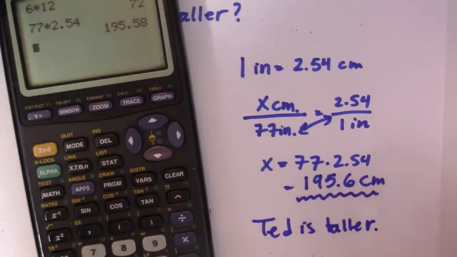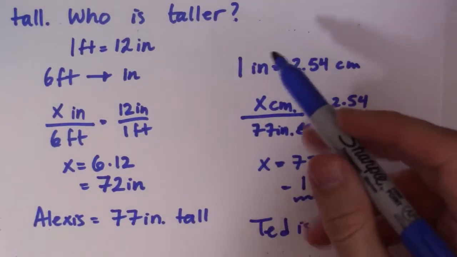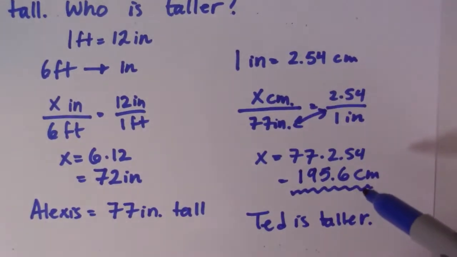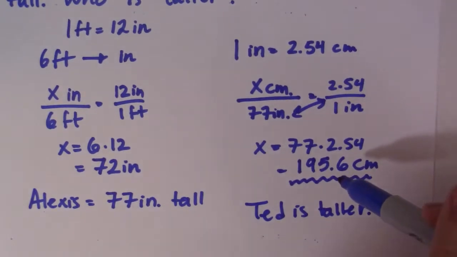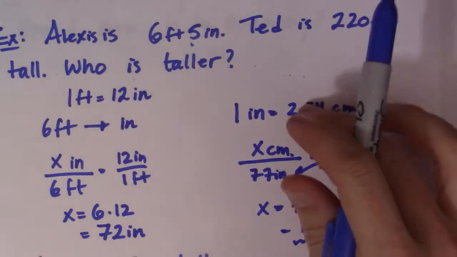So Ted's 220, so he is very tall. And Alexis, who's only a short 6'5", is not as tall. All right, so there it is. Let's do another example of a conversion word problem.